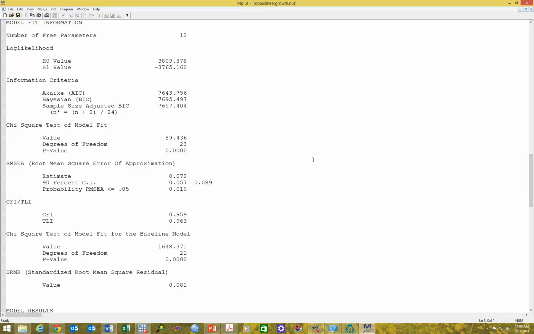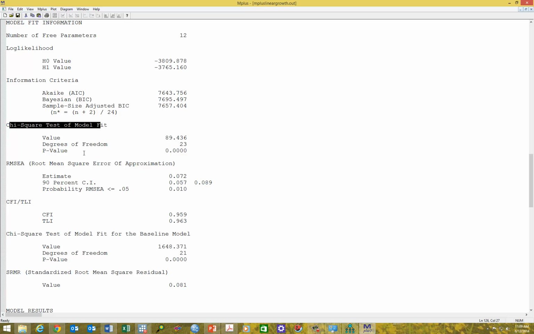So the first thing we can look at here is whether or not this model that we created actually fits the data. We specified a model here. We had a hypothesis about how these 7 variables were related to one another. And the question is, does our data actually fit that hypothesized model? A test of absolute fit is the chi-square test of model fit. If that's significant, it means that our data significantly vary from the model, which means that the model doesn't fit.